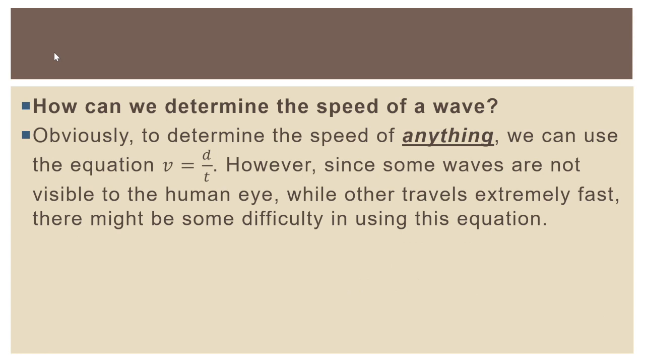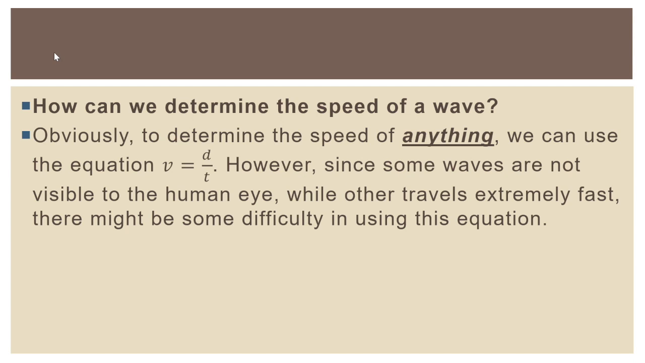However, there's a little bit of complication here. And that's because, number one, some waves are not visible to the human eye, like radio waves or microwaves or X-rays. Other waves just travel incredibly fast. Some waves travel incredibly fast and are invisible to the human eye. And so with all of these complications, it's going to be really difficult for us to directly measure distance and time if we can't see the thing that's traveling this distance that we're trying to measure.